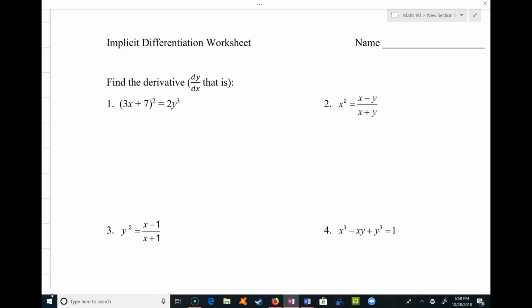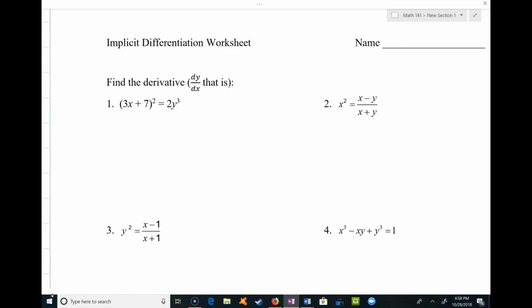So I'm going to be working through the second implicit differentiation worksheet in this video. I think I'll talk through the first 2 or 3 answers, and then I'll turn off the video and do the rest, and then turn it back on and show you. That way the video doesn't get too long.